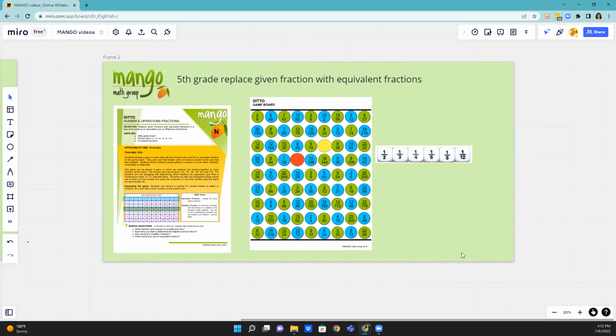So enjoy this game. It's fun for the students to play, and it gives them a lot of practice on finding equivalent fractions.